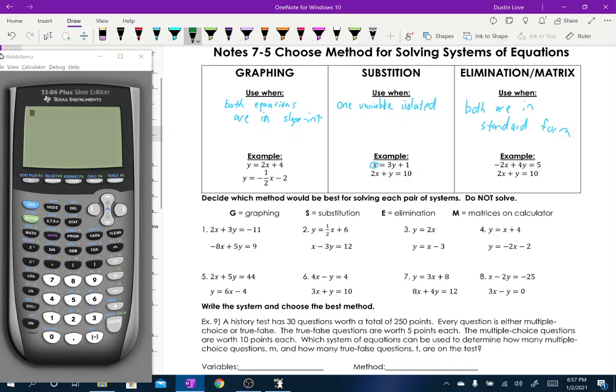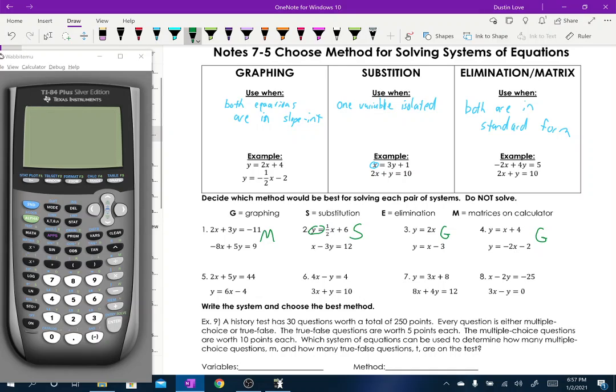Okay, number one, I've got standard form on top, standard form on bottom. That one in my mind is going to be a matrix problem. Okay, number two, I've got slope-intercept on top, standard on bottom. Well, that means I've got one isolated, so that is a substitution problem. Okay, number three, y equals, slope-intercept on both, that is graphing. Number four, y equals, again, slope-intercept on both, that's a graphing problem.